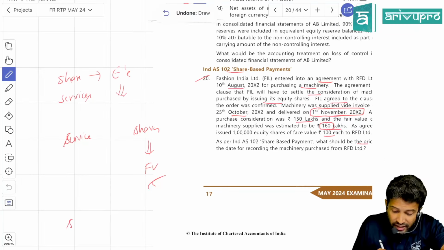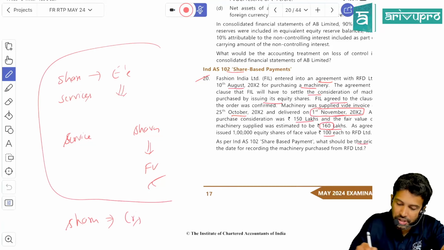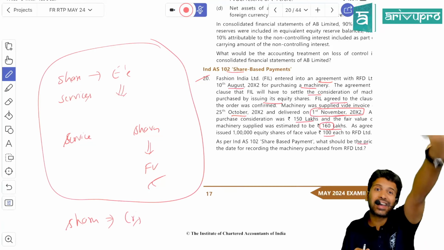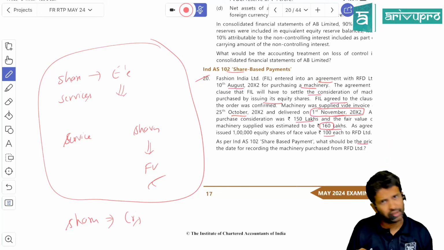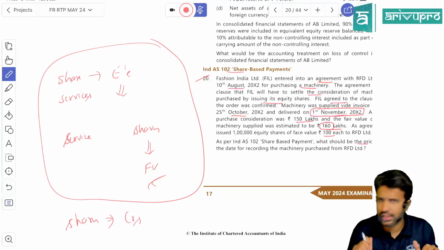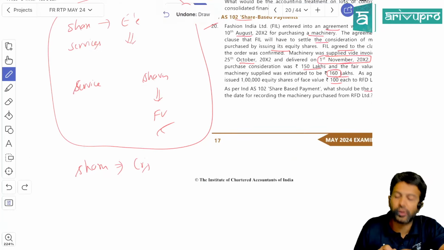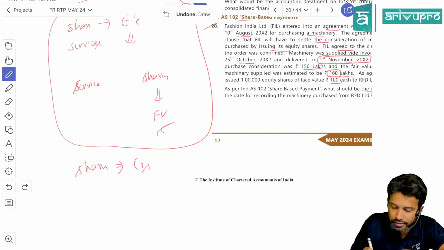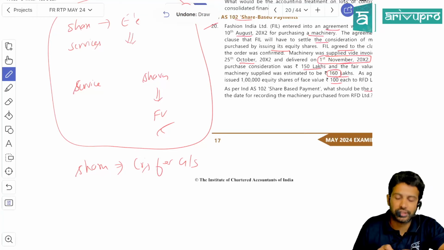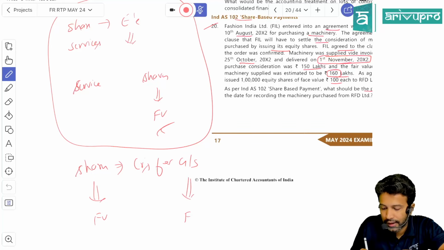Suppose the shares are given to non-employees, to others like creditors or whoever. You purchase some machinery. Instead of settling in cash, you gave equity shares. Or you took some service and instead of settling for that service in cash, you gave some equity shares. So, if the shares are given to creditors for some goods or service, now should we take the fair value of the shares, or the fair value of goods or service?